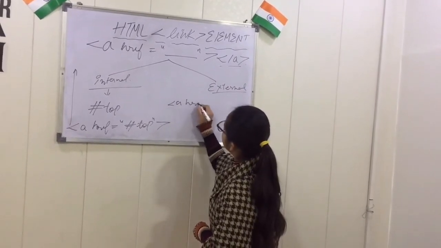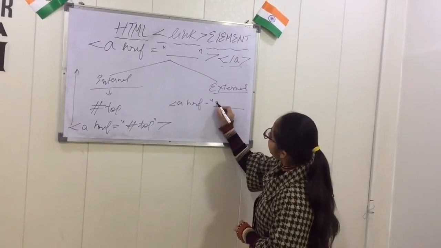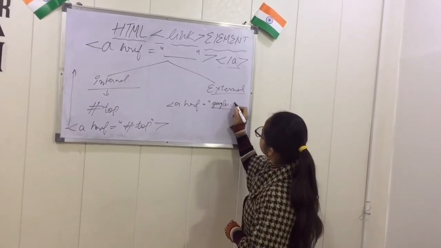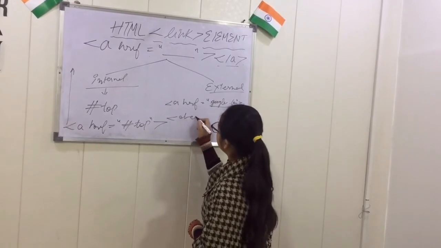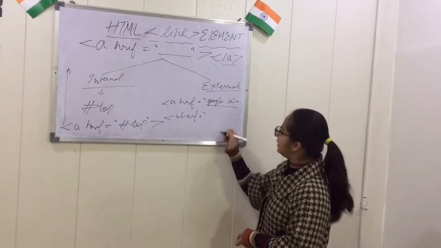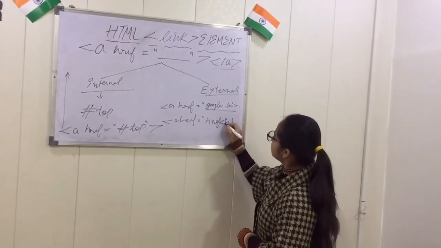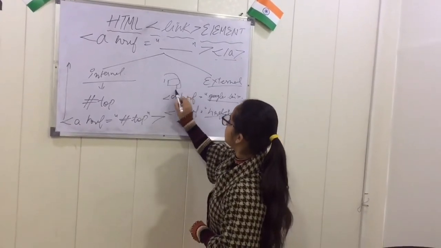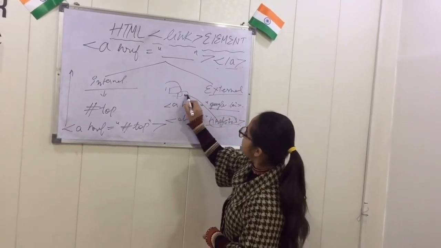External can be done in two types, that is A href is equal to, in this place we can say that our page can go to google.com, or our page can go to our next file. Like my file name is href.index. So like I have made 3 files, my href file will be linked from here and my cursor will go there.